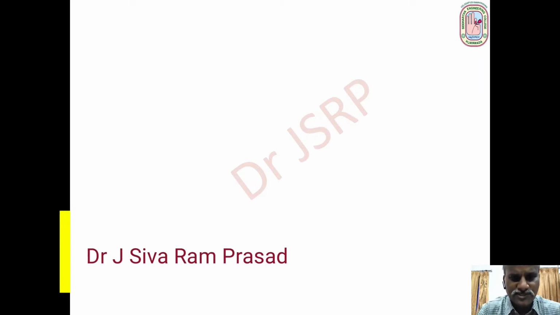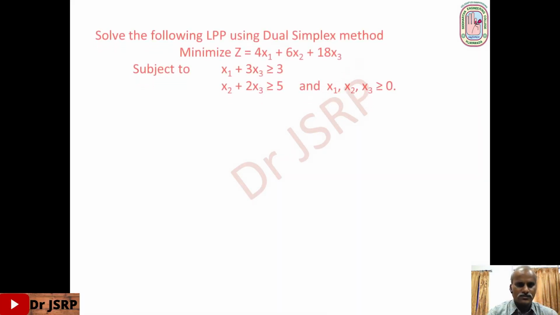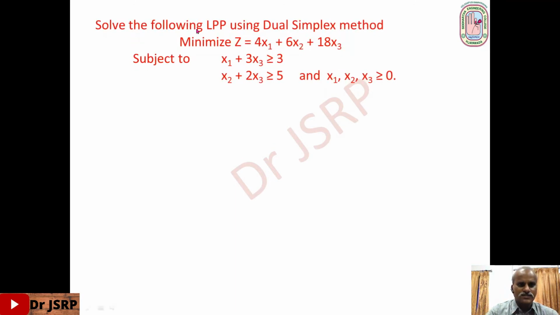In this lecture, I am going to explain how to solve a linear programming problem using dual simplex method. So consider this example. Solve the following LPP using dual simplex method. So objective function is minimization here, subject to the constraints, both are greater than or equal type constraints, and all variables are greater than or equal to 0. Right. So we have to use dual simplex method.